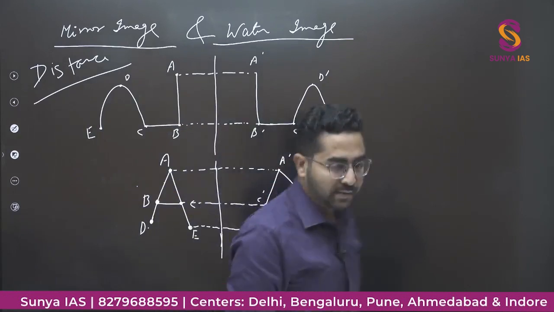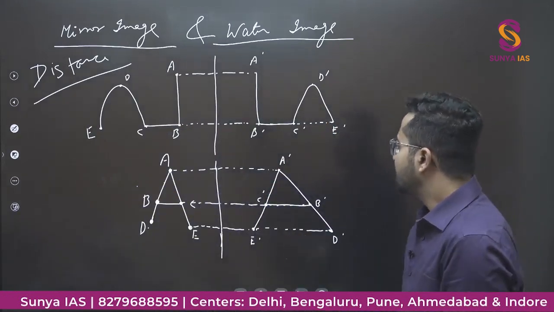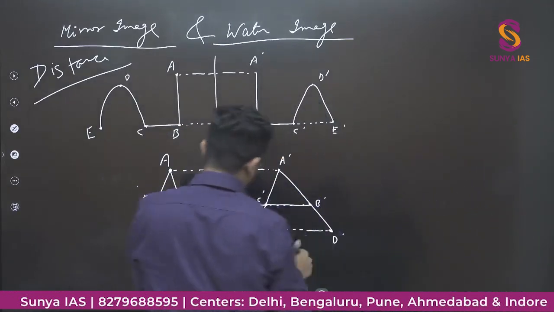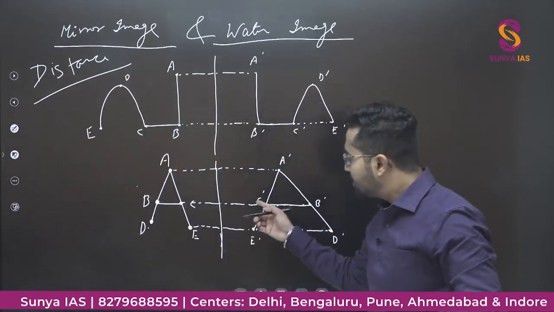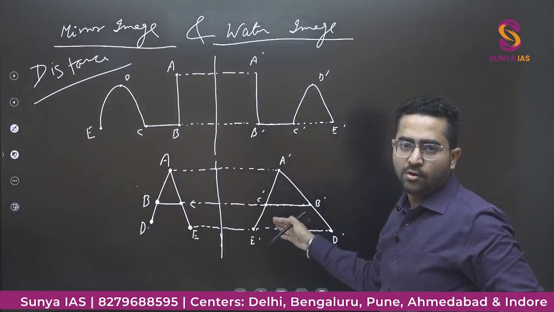So this would be the mirror image of this figure. You can find this is a distorted figure, ये ज्यादा चौड़ा हो गया, but nevertheless, this is the concept of making the mirror image.